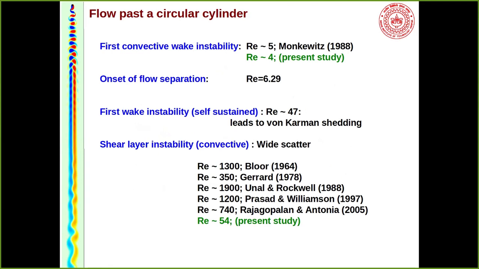When does the flow become unstable? It turns out that even at Reynolds number 4, you could have a convective instability in the flow. Remember, I showed you one picture where there was a stable bubble, but there were some disturbances towards the end of the recirculation bubble. So our calculations show that even at 4, you could get an instability.